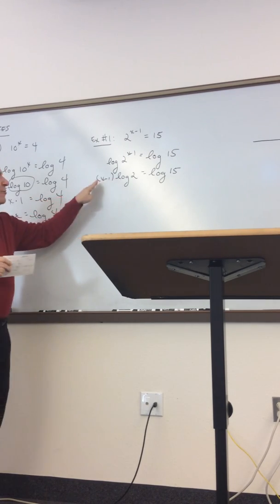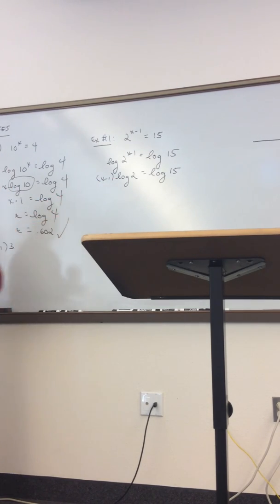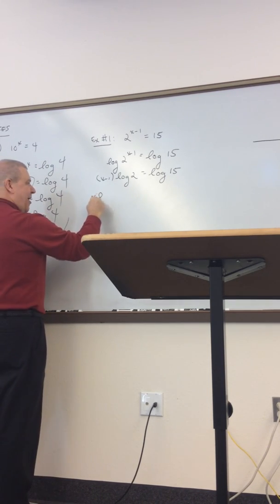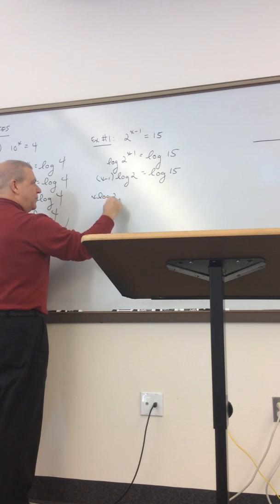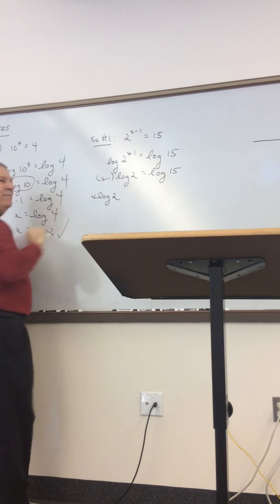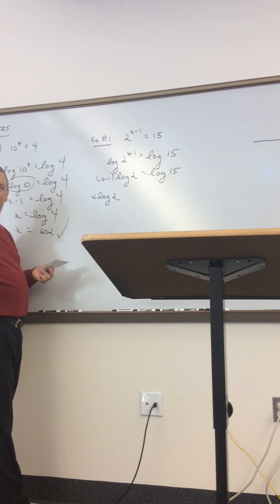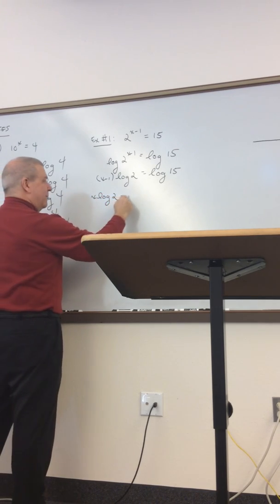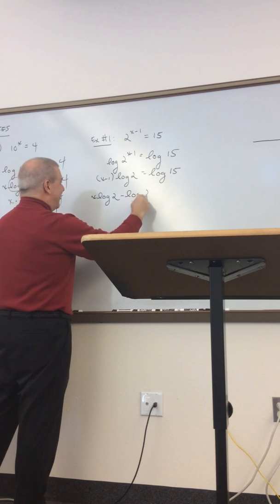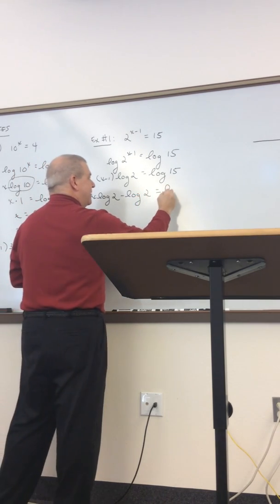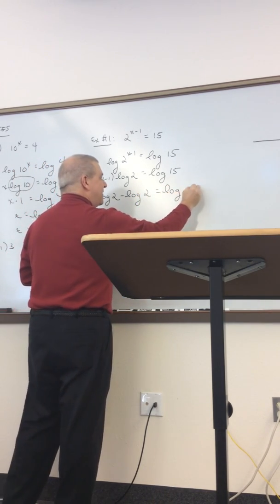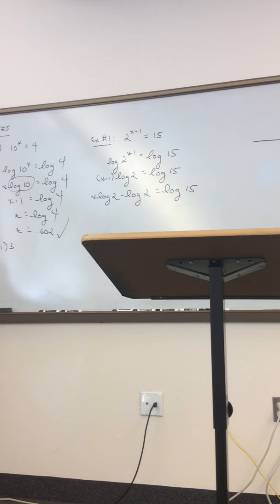What's the log of 2 to the x? X log 2. That's right. X log of 2. What's the log of 2 to the minus 1? Are you following me now? Negative log 2. Minus log of 2, make sure you're getting this, equals the log of 15. Do you see all I did there as I distributed?